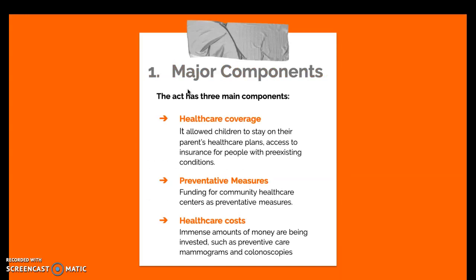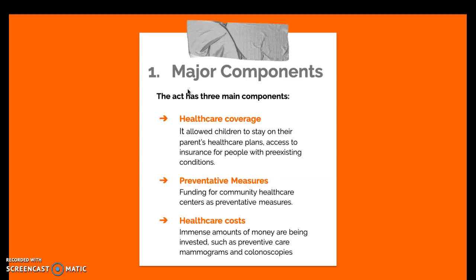Now, some of the major components in the Act are healthcare coverage, preventative measures, and healthcare costs. According to Norris, increased access to healthcare allowed children to stay on their parents' healthcare plan until they are 26 unless offered insurance at work. According to the Centers for Medicare and Medicaid, the national program for people with pre-existing conditions would qualify after 6 months of being uninsured. And this also protects them from discrimination as well.